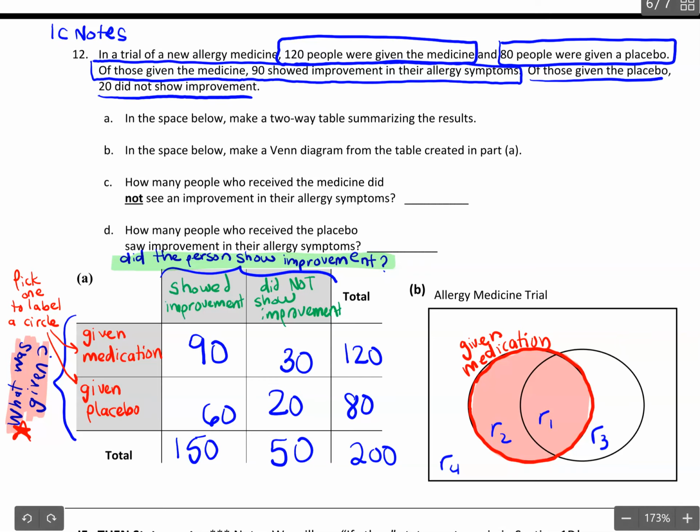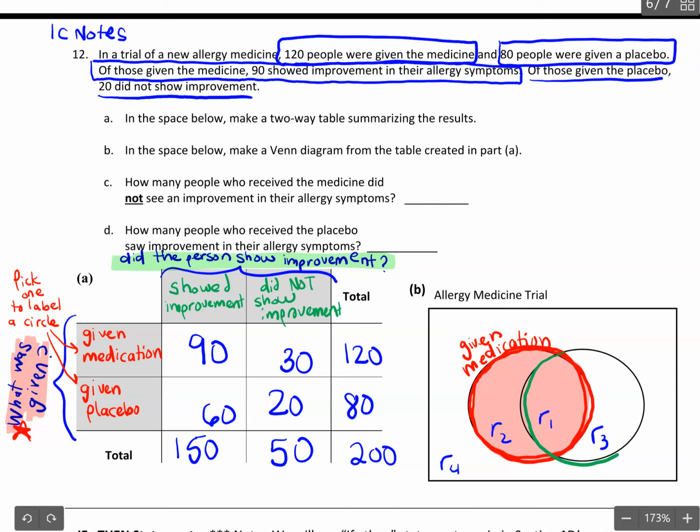But once I label this circle as given medication, that circle label is set in stone and it's going to affect region, in this case, region 1 and region 2. Both region 1 and region 2 were given the medication. But there's another factor, right? The other factor is whether or not they showed improvement.